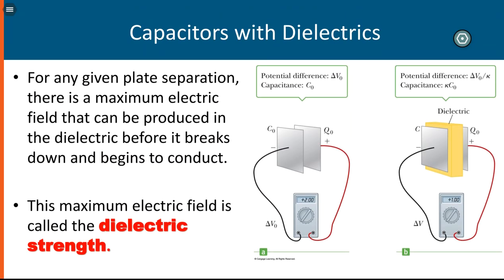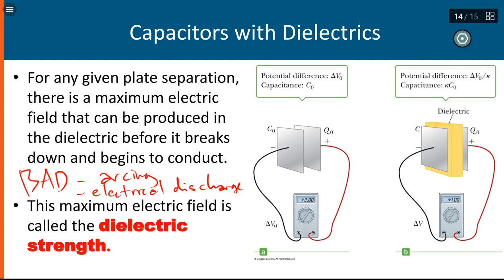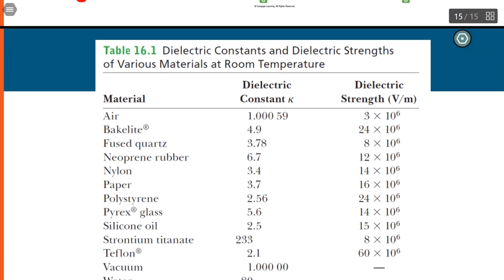Okay, now there is a limit to how much potential any capacitor can take before it will start arcing, is another term, or breaks down. Something you don't want to happen, an electrical discharge. And let me reiterate that this is something bad for electronics, unless for some reason you want to destroy that electronics. And this maximum electric field that the material can take is what we call the dielectric strength. And air has by far the worst dielectric strength, as you can see in this table here.